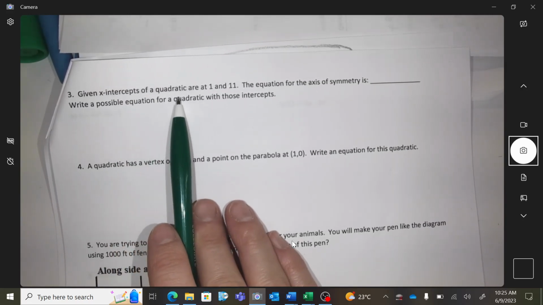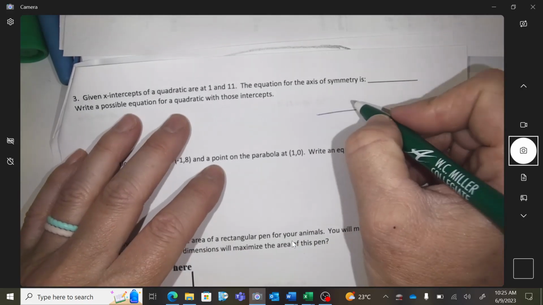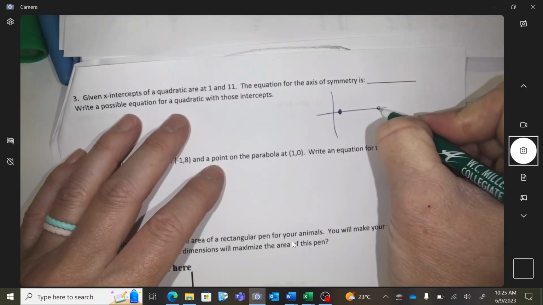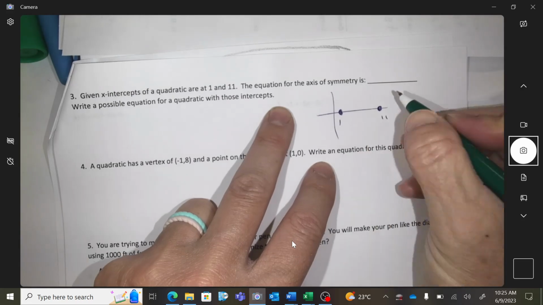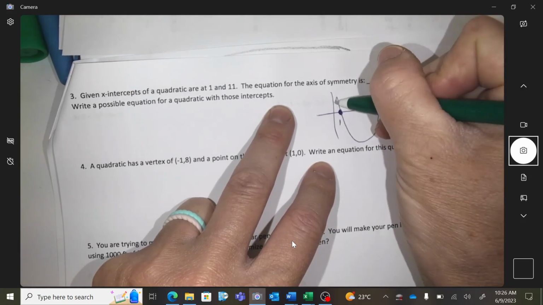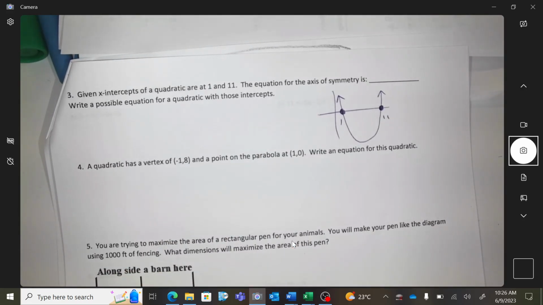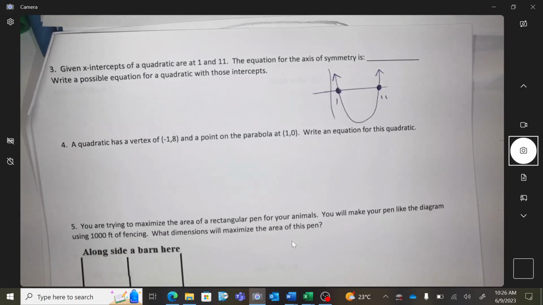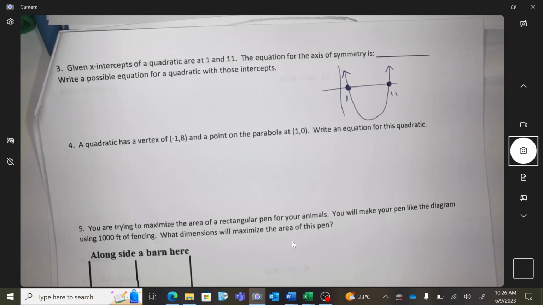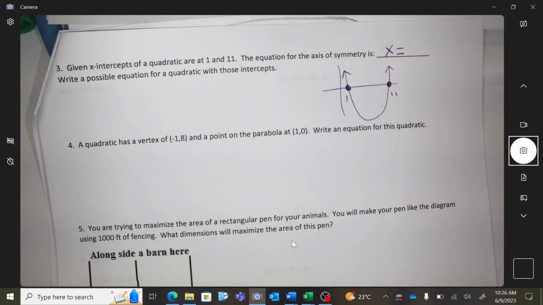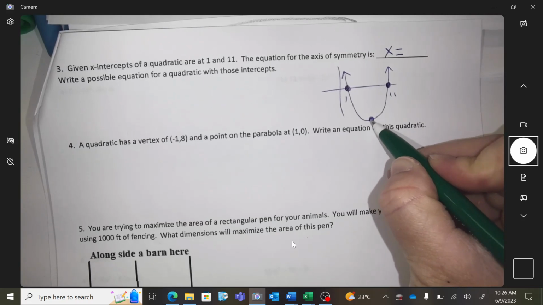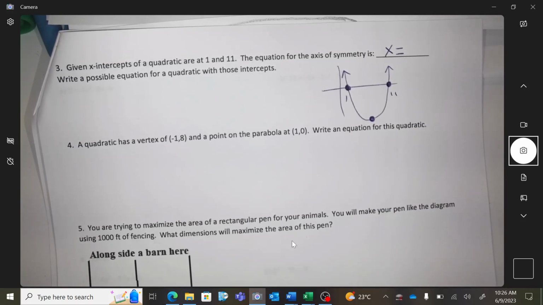Okay, given x-intercepts are at 1 and 11, so we have x-intercepts at 1 and 11, and we have a parabola that does that. Then the equation for the axis of symmetry is x equals, where do we figure out the x value of the vertex? So for here, the vertex would be like that. How do I pick its x value? What do I know?